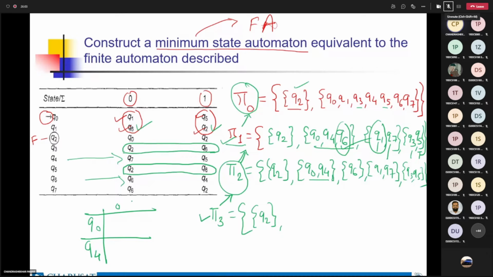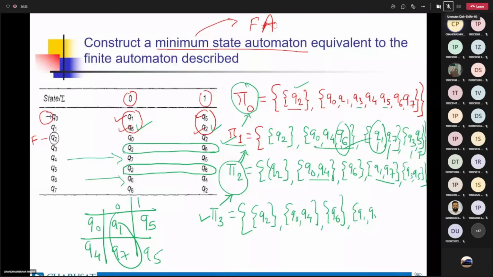What is the transition of Q0? Q1, Q5. What is the transition of Q4? Q7 and Q5. So 1 and 7 within the one set, still yes. And 5, 5 within the one set, so still they are equivalent. So Q0, Q4, Q6 as it is, then Q1, Q7 because both have the same transition.